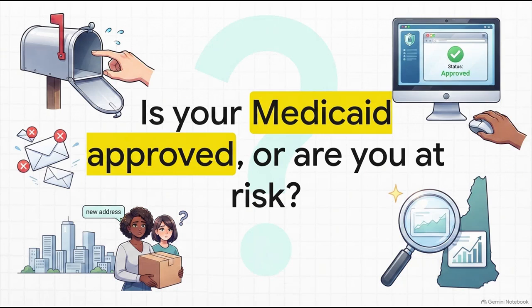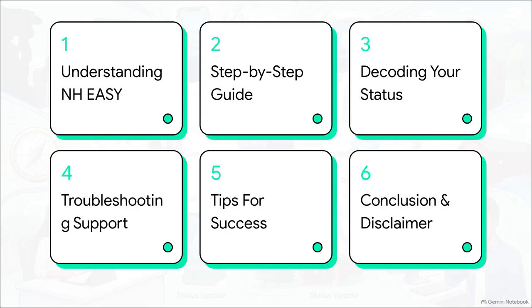You see, missing just one single mailed notice from the state can cause a sudden lapse in your critical coverage. Maybe a letter got lost in the mail, or maybe you just moved. Whatever the reason, flying blind is a massive risk, and that is exactly why mastering this online process is a total game changer. If you learn how to check your status digitally, you're putting the power right back in your own hands.